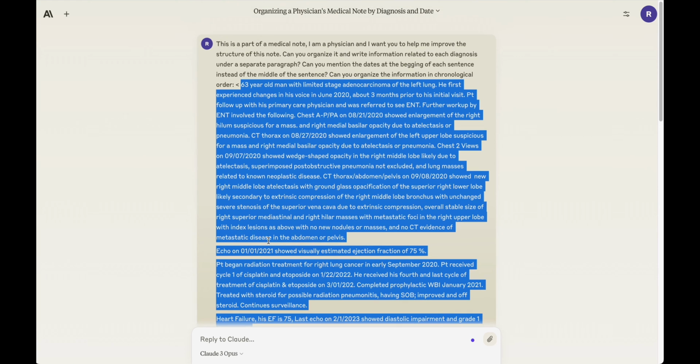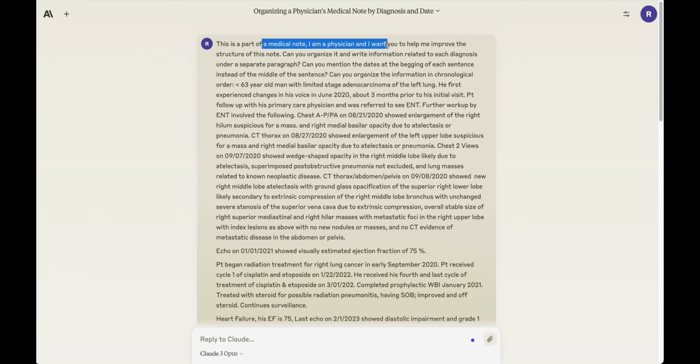I wanted to see if Claude AI can help me rewrite this note in a better way so I can incorporate it in my own medical note. I started by telling Claude AI, this is a part of a medical note and I'm a physician. This is very important when you deal with large language models. You want to set the stage and tell them what you are working on. Large language models have to understand the context to better help you.